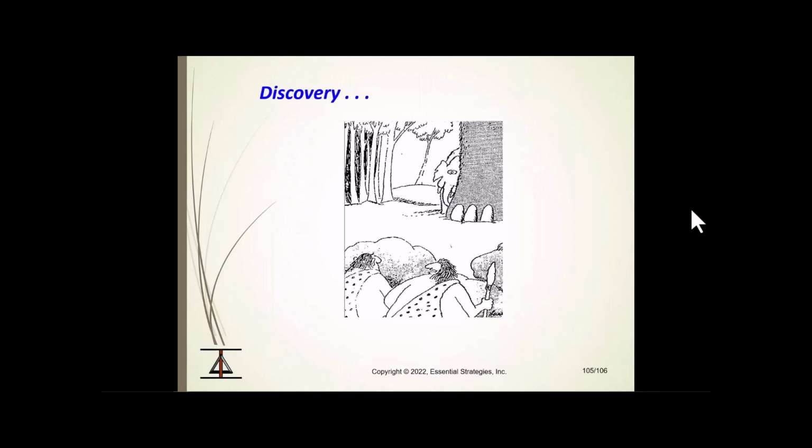Speaking of discovery, here you have our cavemen who have found an elephant. Aha, I discovered an elephant. Look, we got him. Not noticing that behind the elephant there is something much larger.